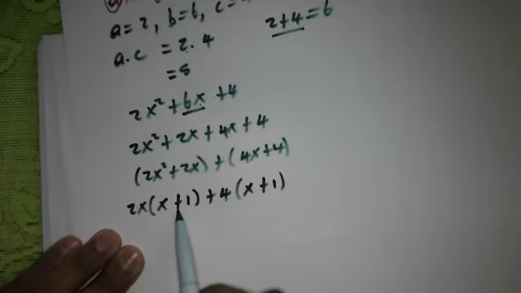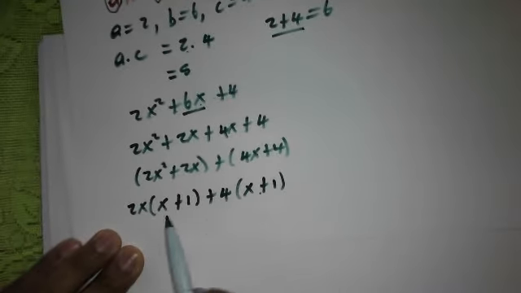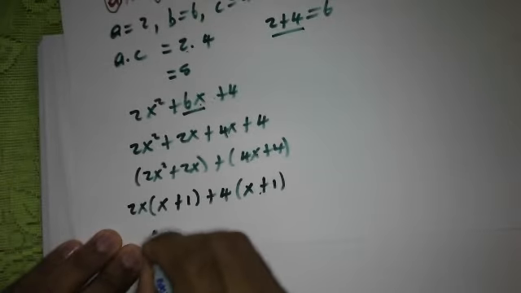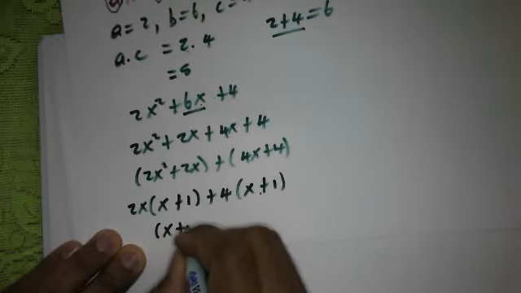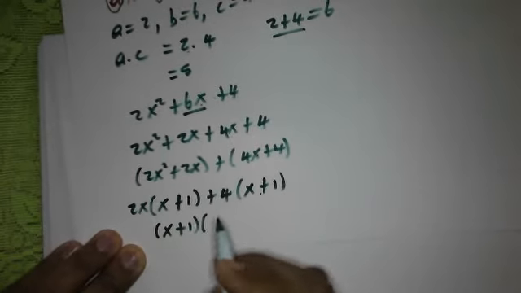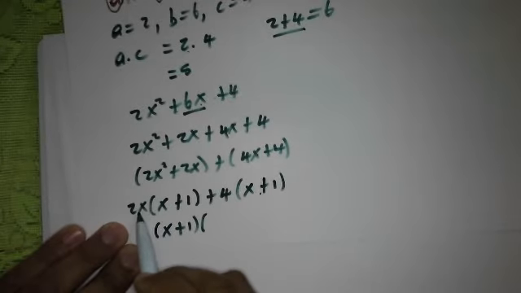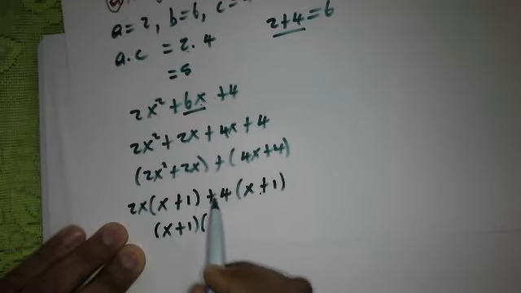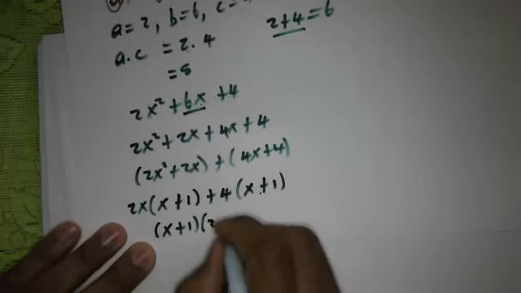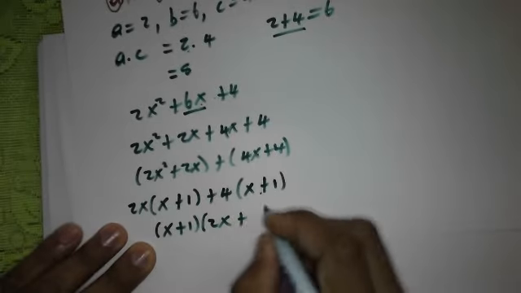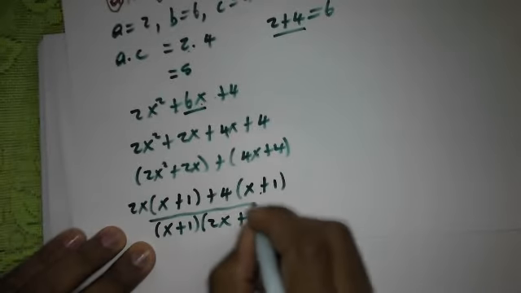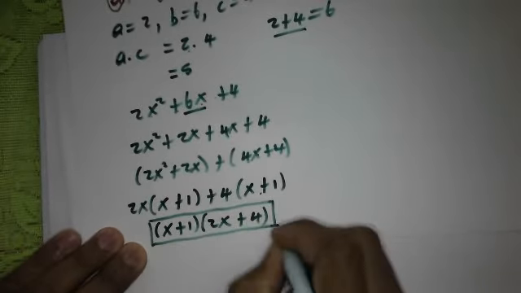So if you look at my parentheses, they are the same. Once they are the same, that is one of the factors. So one of my factors is x plus 1. And my other factor is when I combine the terms that are outside both parentheses. So outside the first parentheses, that is 2x, plus outside the second parentheses, that is 4. And these are my factors here. Okay? Alright. Now let's look at example 2.